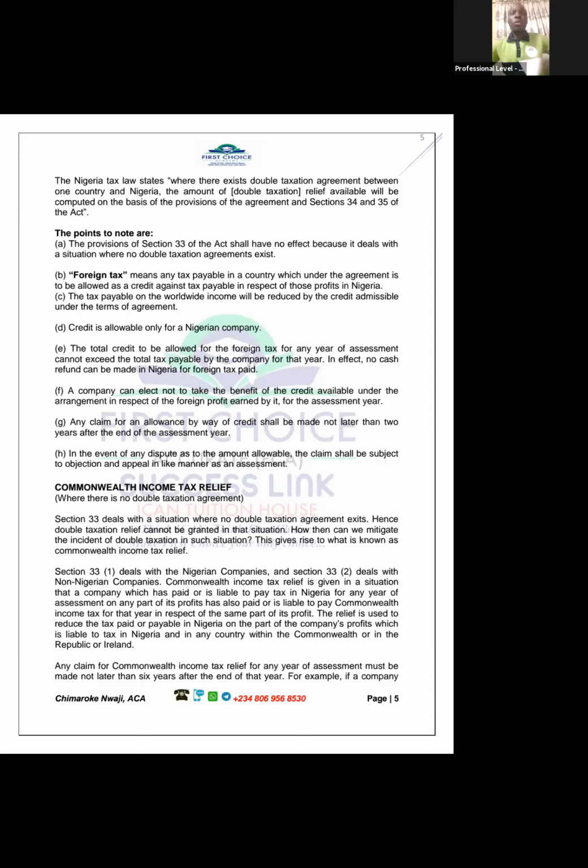So what you should look for in a question that has to do with double taxation is this. 1, check if it is wholly a Nigerian company. That's one thing you should check. It has passed the first tick. 2, check where it is domiciled.